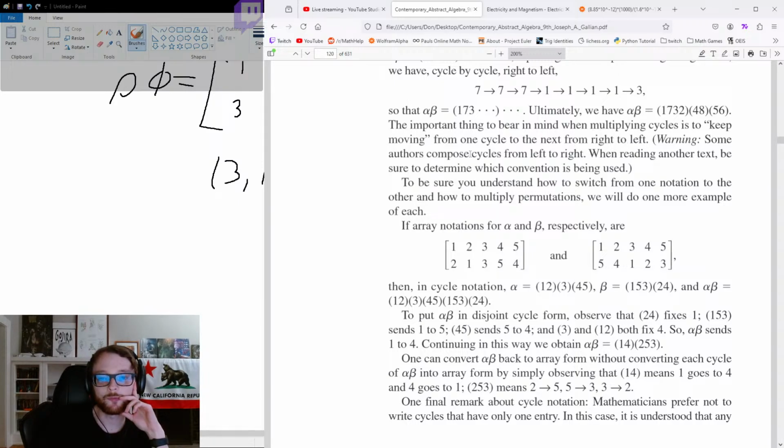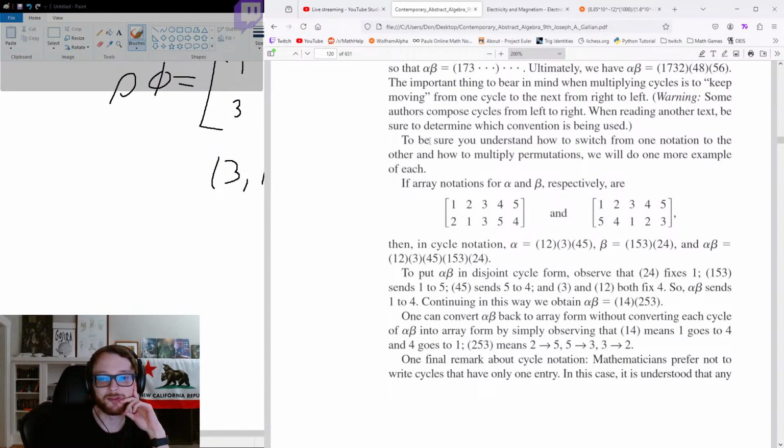Some authors compose cycles from left to right. Oh no. This is like the subset notation thing all over again. Now they say multiply permutations, but in abstract algebra that means compose. I think that's how I'm interpreting that.